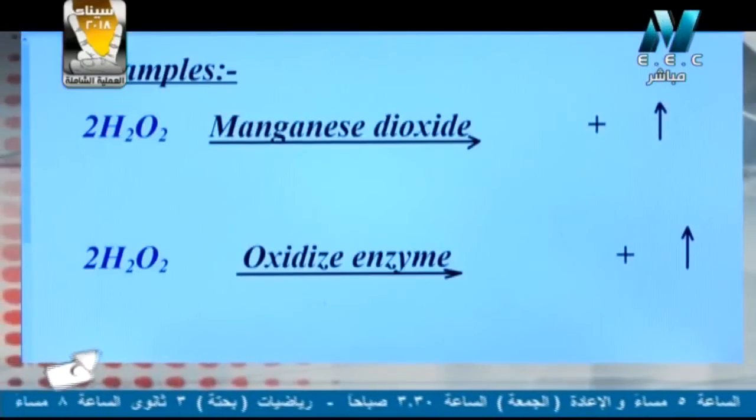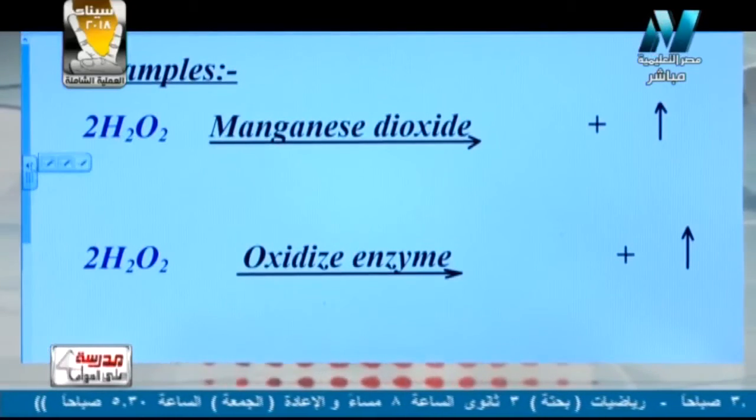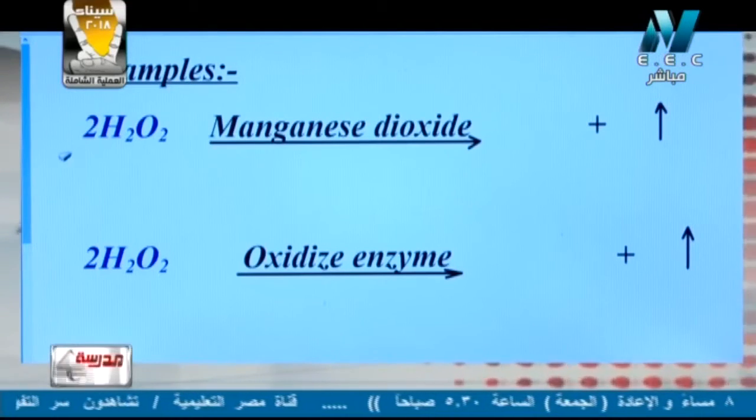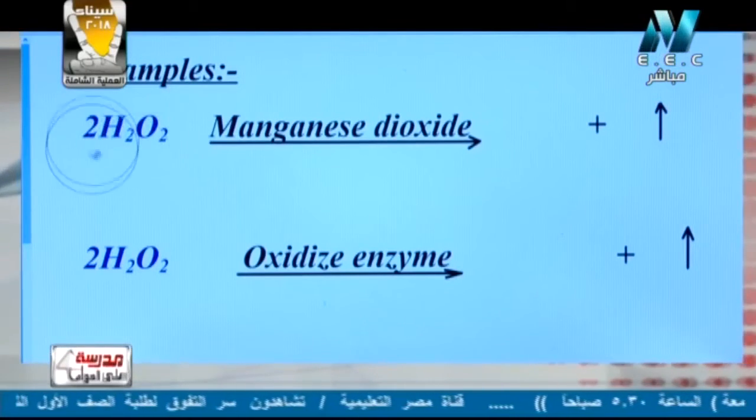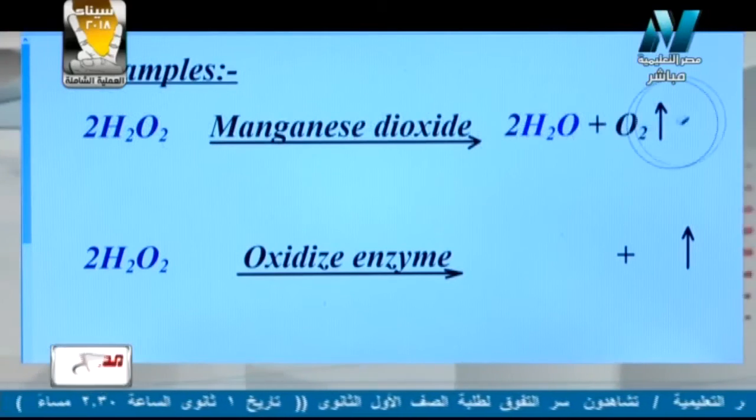And we have another catalyst, the oxidase enzyme. Oxidase enzyme is also a catalyst. If we add a small amount of oxidase enzyme to H2O2, hydrogen peroxide will decompose into water and oxygen, as we have here in these chemical equations. Number 1, we have H2O2. Of course we have here 2 to balance the chemical equation. Here we have hydrogen peroxide decomposing into water and oxygen gas evolving.